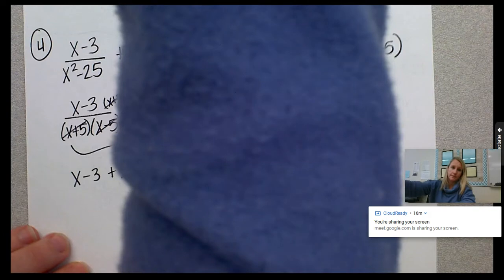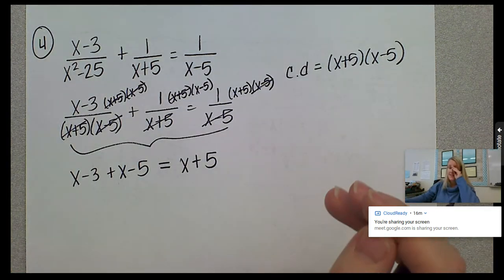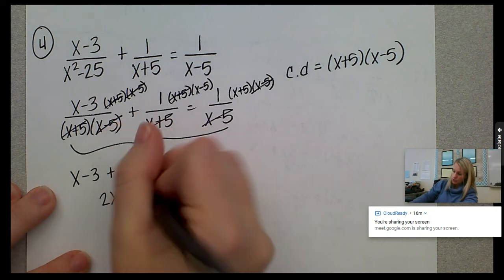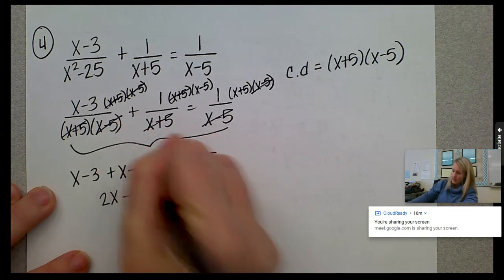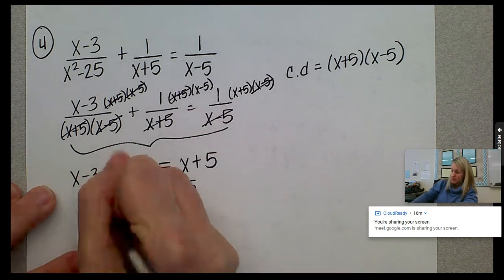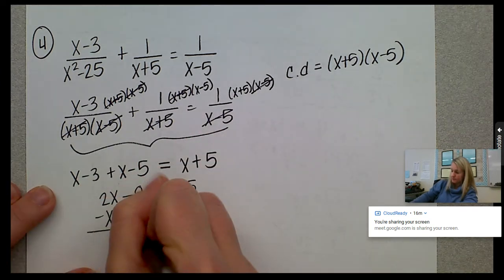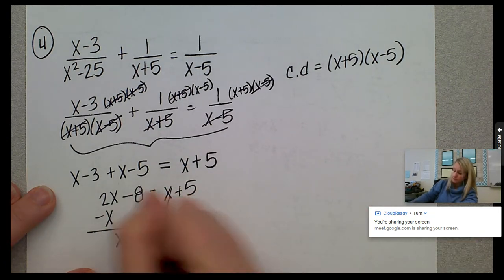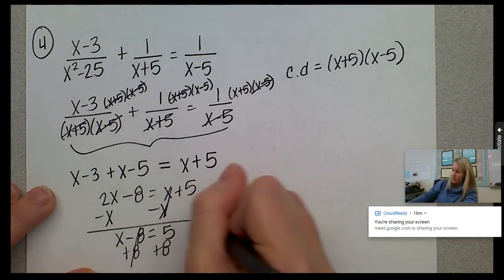Not too shabby. So let's do a quick little solve here. What's that? 2x minus 8 equals x plus 5. Get your x's on the same side. And then just solve. And x is going to equal 13.